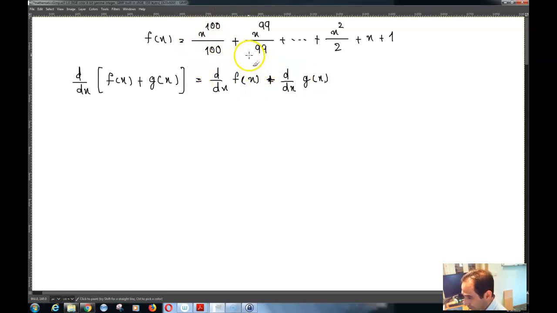And then suppose that, for example, you want to take the derivative of x raised to the power 100 over 100. So we have some constant in the denominator. I suppose you can use the quotient rule in order to find the derivative of this function.